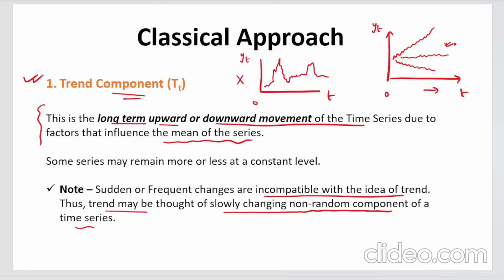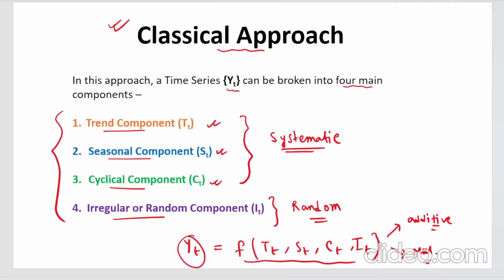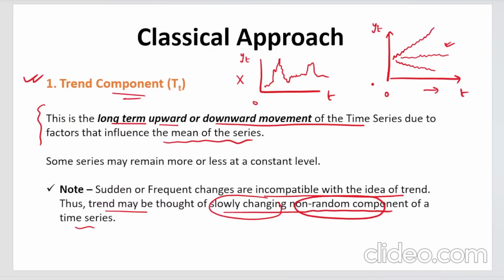But here, if for every time period it is either going upward or going downward or moving at a constant rate, you will say that trend is present in the time series. So it is the slowly changing non-random component. There is no uncertainty, there is no randomness. That is what I have mentioned, that it is a systematic component. Trend is a systematic component, and you can clearly measure the trend. You can estimate the trend, and we will see how to estimate this trend. I hope this concept is clear.